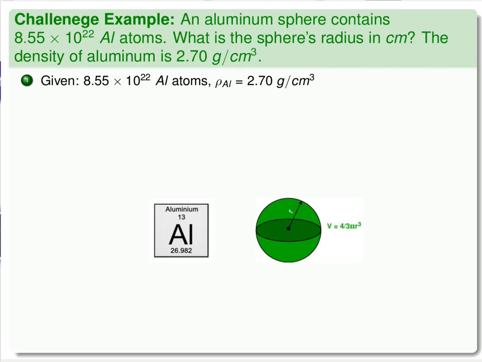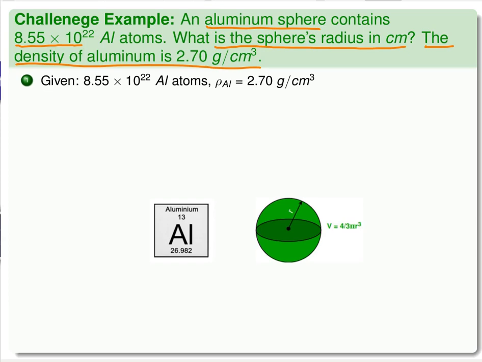So in this example, we are going to be given an aluminum sphere. And we're told that this sphere contains a total of 8.55 times 10 to the 22nd aluminum atoms. Given the fact that it's a perfect sphere, and given this number of atoms, we want to determine what this sphere's radius is in centimeters. To help us along on this path, we are told that the density of aluminum is 2.70 grams per centimeter cubed.